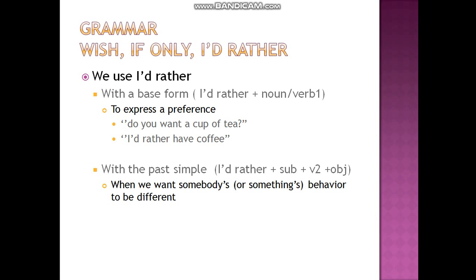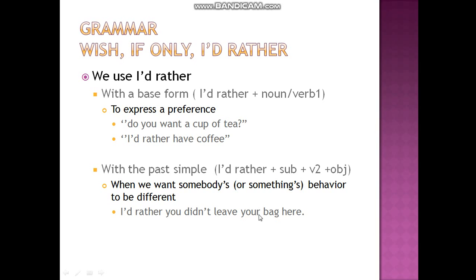The other reason for using I'd rather with the past simple: I'd rather plus subject, verb 2, object. This is an extremely easy rule. Shame on you if you can't remember it. Here now. We use I'd rather with the past simple when we want somebody's or something's behavior to be different. It's kind of the same thing as I wish, but we're gonna see how we use it.